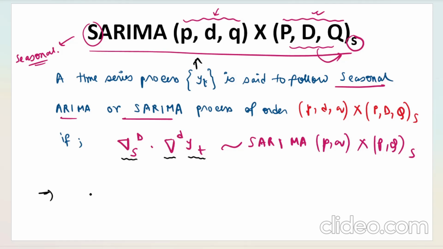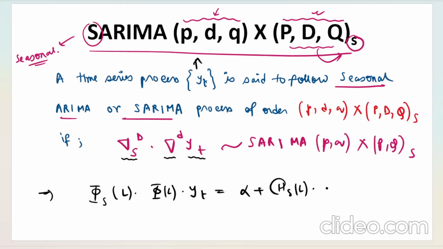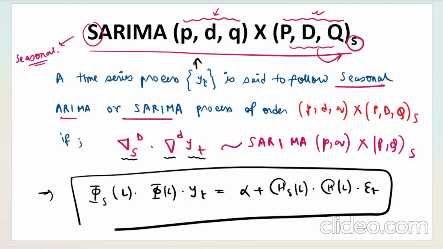And how will you write this? You will write in this format, and what I am writing right now is very important because the question is coming from this portion only. Alpha plus theta s, this into epsilon t. So this is the original form of SARIMA model.